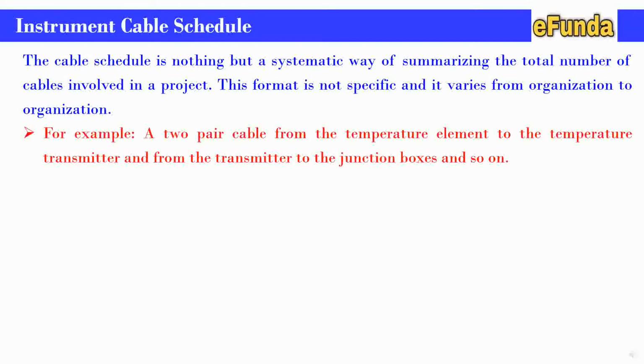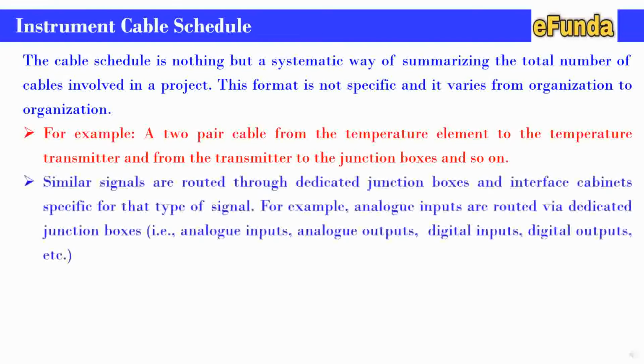Similar signals are routed through dedicated junction boxes and interface cabinet specific for that type of signal. For example, analog inputs are routed via dedicated junction boxes, that is analog input, analog output, digital input, digital output, etc. These are the signals specifically allocated or dedicatedly routed through specific type of junction boxes.